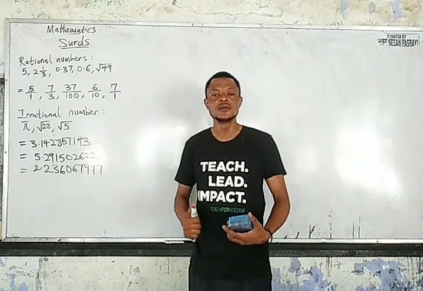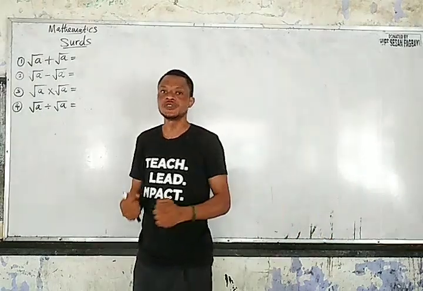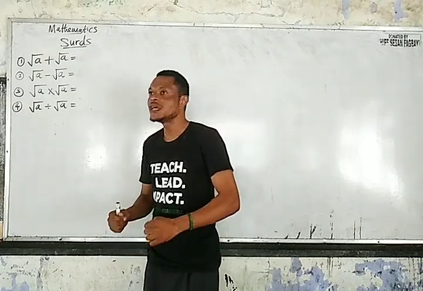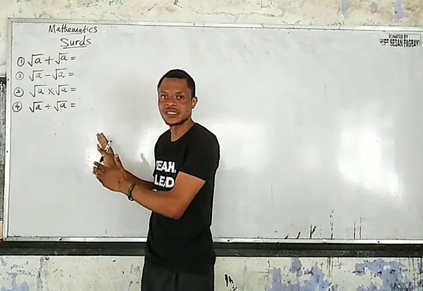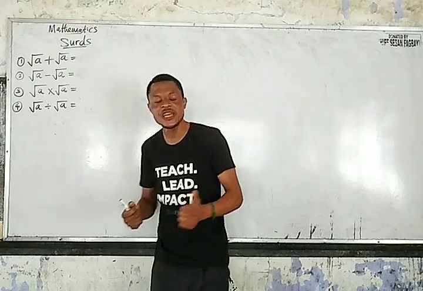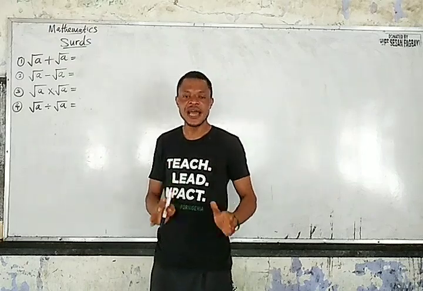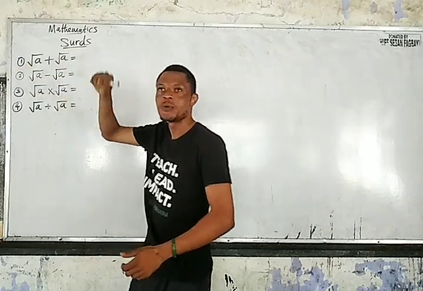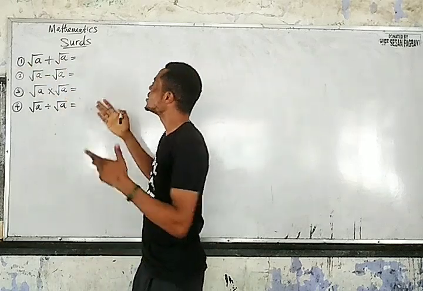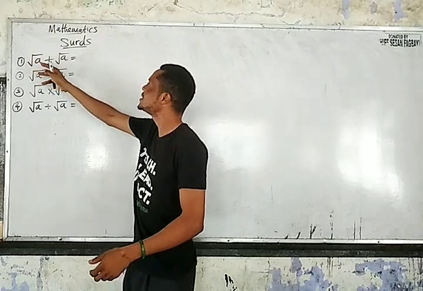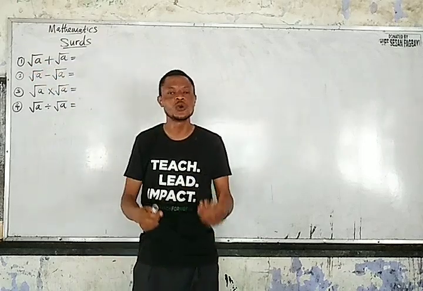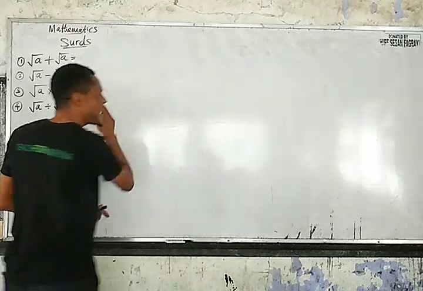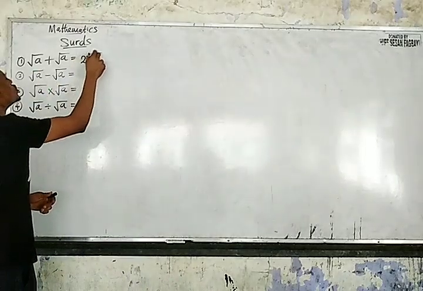So let's go to the real business of the day. We proceed to this. I have itemized these 4 operations in such a way that by the time we adhere to this, we will not have problems in solving our questions regarding surd. Whenever you have root a plus root a, it's just like having root a and another root a. It will result in 2 root a. So all we have is 2 root a.